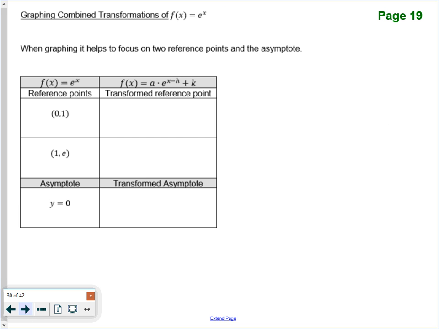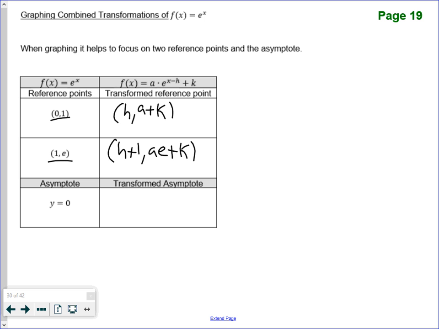Next, we're going to talk about graphing combined transformations. So our two reference points when it comes to f of x equals e to the x are the same reference points that we have for exponential growth functions. That's (0, 1) and (1, b). But it just so happens that our b will always be e when your base is e. So our two reference points are (0, 1) and (1, e). And your two transformed reference points become (h, a + k) and (h + 1, ae + k).